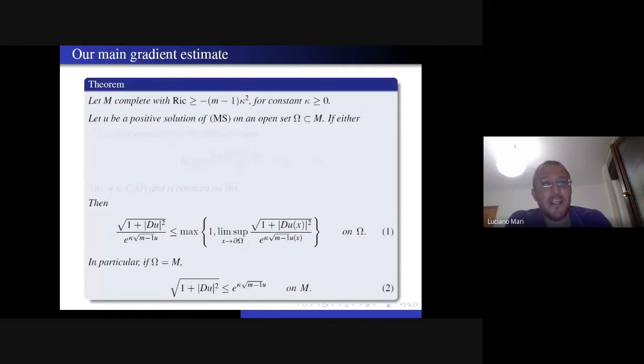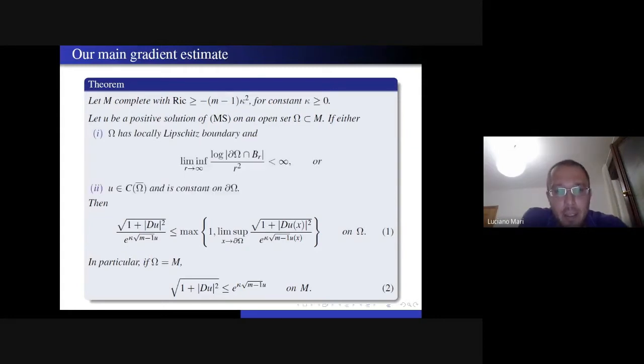Okay, good. So we go to our gradient estimate. So the Bernstein theorem will be a direct consequence, without Harnack inequality, of the following gradient estimate. We take a complete manifold with Ricci curvature bounded from below, and we take a positive solution of the minimal surface equation on an open set omega. Now the open set is... you need to impose two conditions on the boundary.